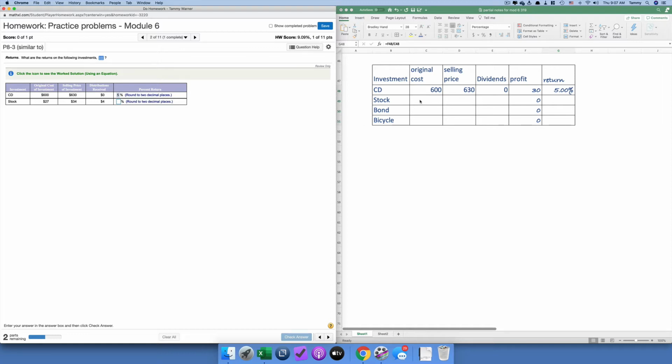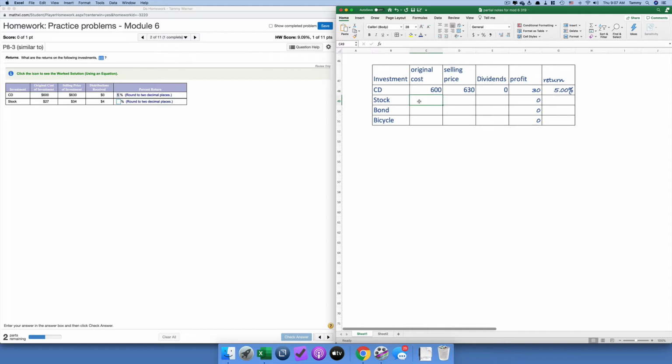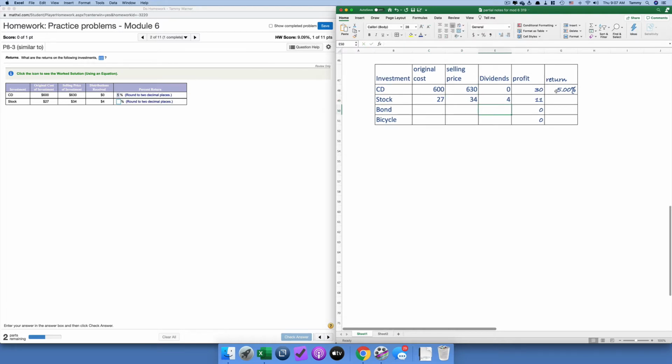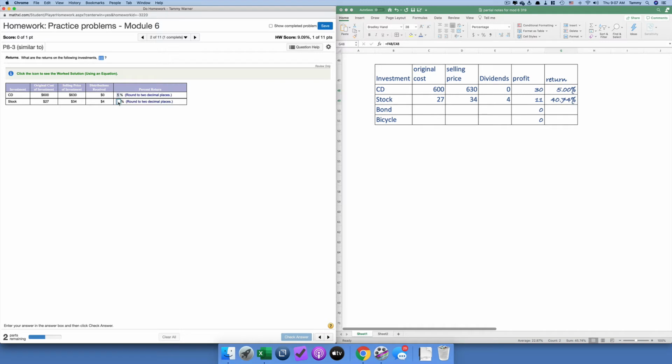Okay, so I'm going to do the stock one again for you, and then I'm going to pause the video after that. So we bought a stock for 27, we sold it for 34. There was a $4 dividend, giving us an $11 profit, and so our return there was 40.74%, which is a nice return. Okay, so now it's time to pause it, and I'll be back again at the end of this problem.